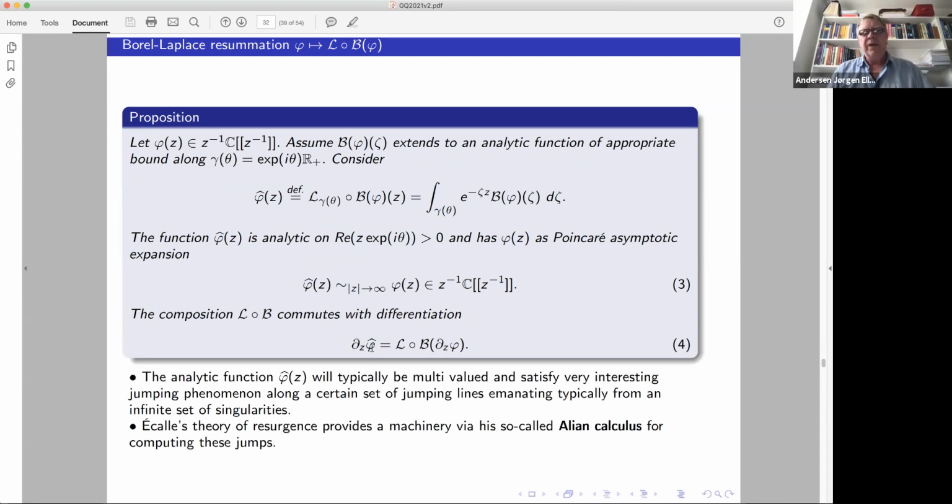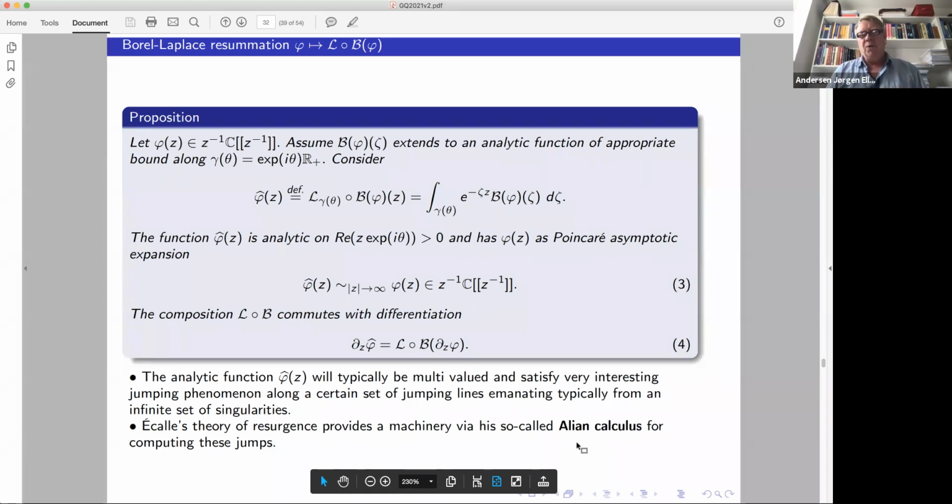Okay, so this is a very common thing, and there's actually been lots of work done on this. One of the main players in this game is Écalle. What typically happens is that this function is multi-valued, and it satisfies a very interesting jumping phenomenon when you go across the critical points in the plane. Écalle, in fact, has developed his theory of resurgence, which is exactly a machinery to compute these jumps, and they're computed in terms of what he called alien calculus.